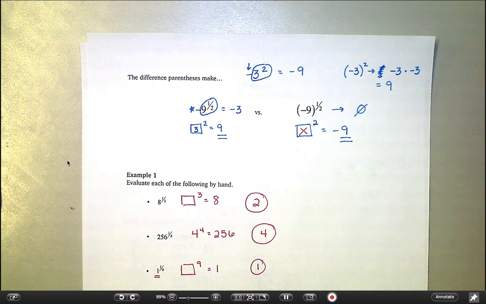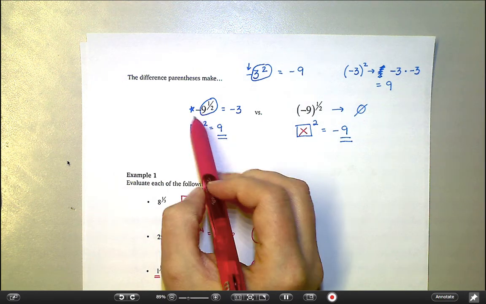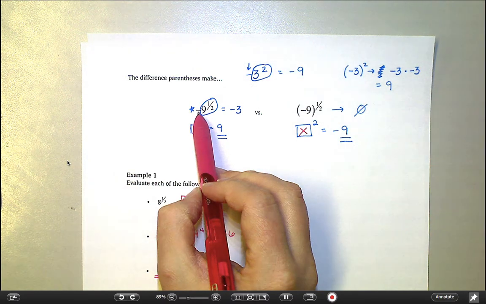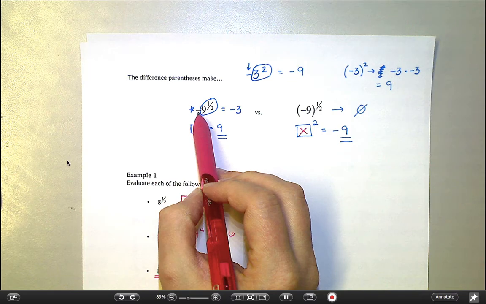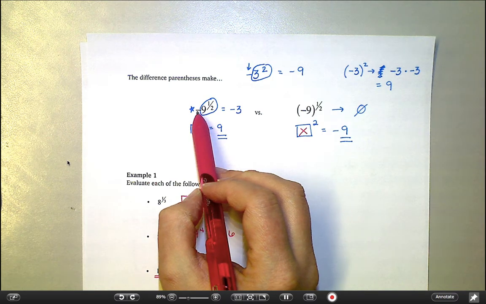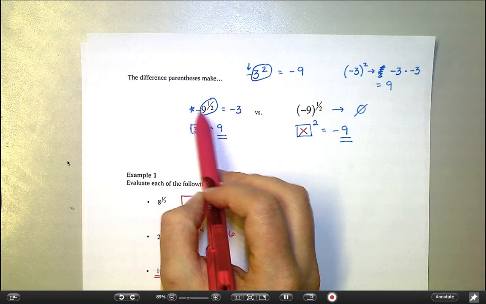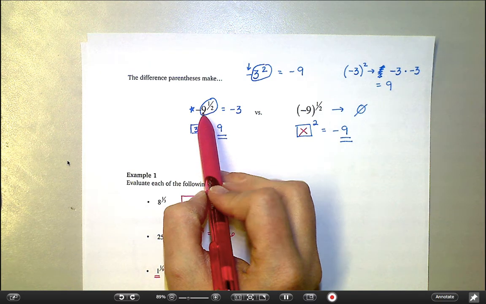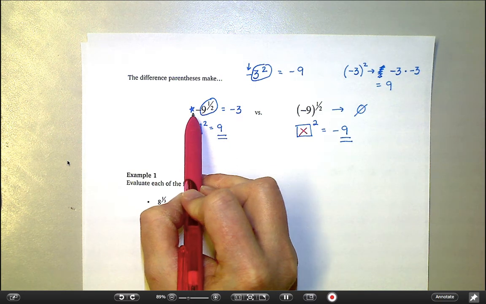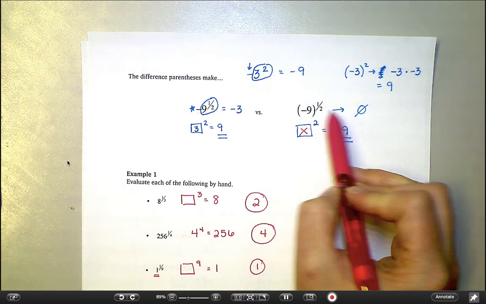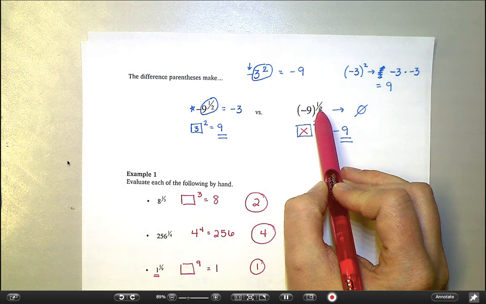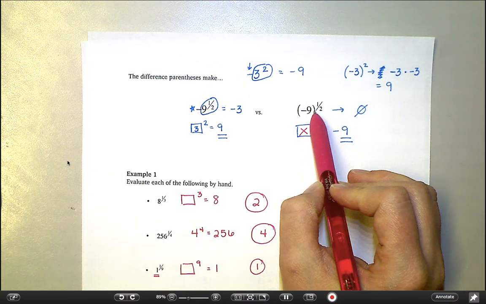All right, so just again, to reiterate my point here, if you've got the negative outside of the number without parentheses, that's really the big thing. If there's no parentheses there, you just apply the power to the number and then make your answer negative at the end, okay? But if it's written in parentheses like this, a lot of the time it's going to come out to be no solution.